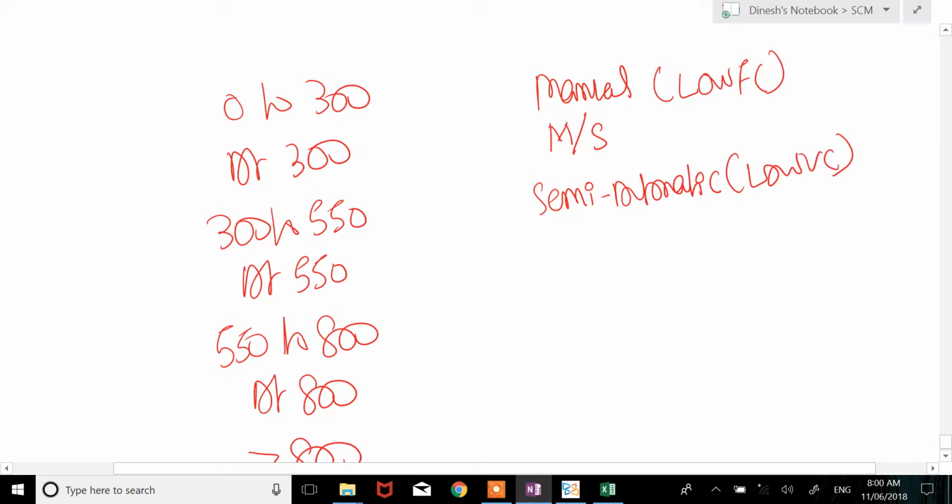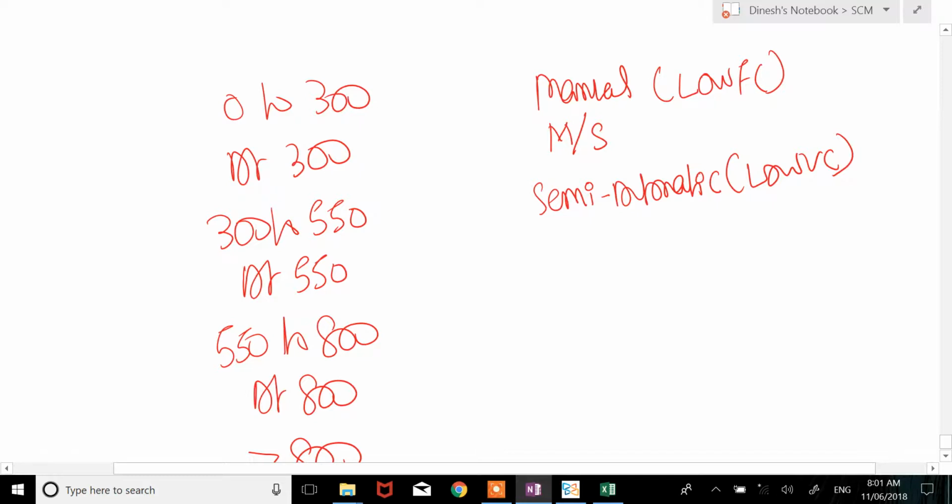But our comparison will be between M and S. Then what do I do with M and S? We arrived at between M and S was 300. Between M and S it was 300.